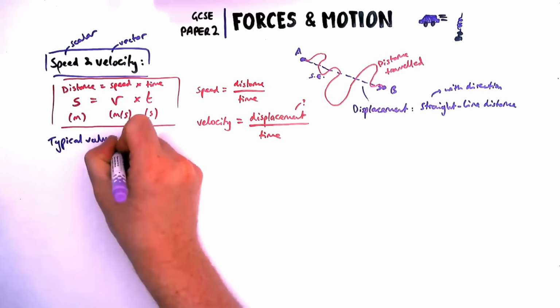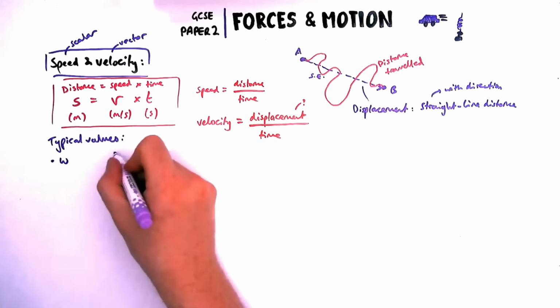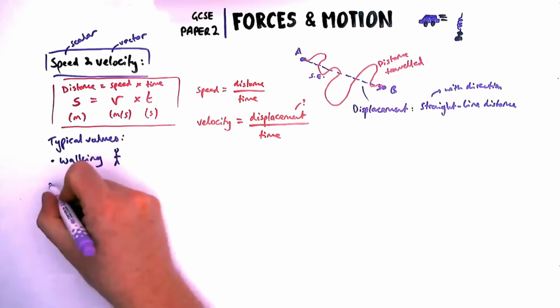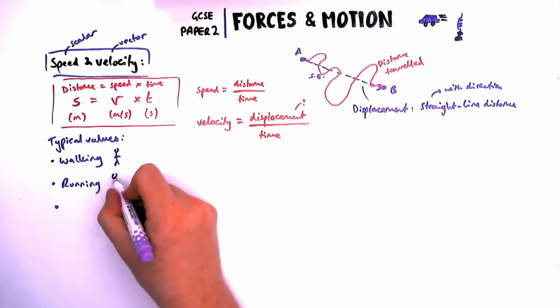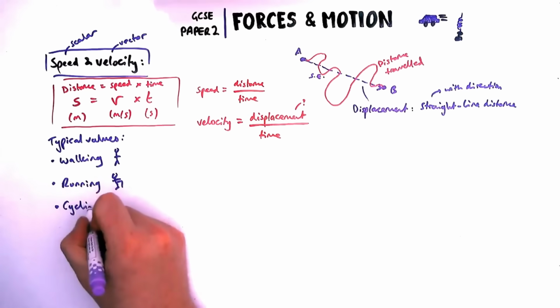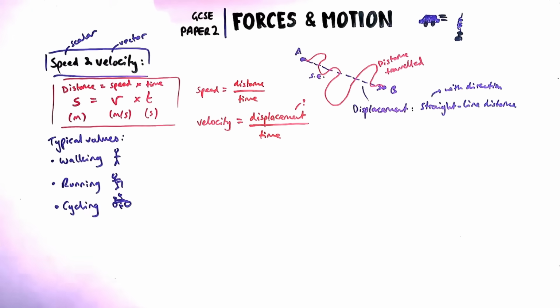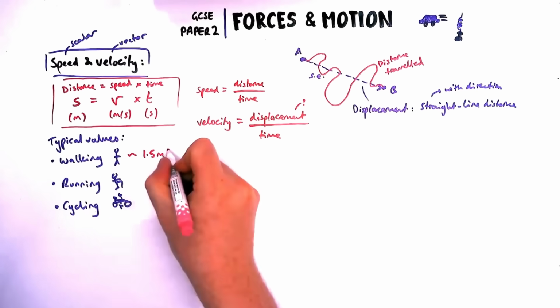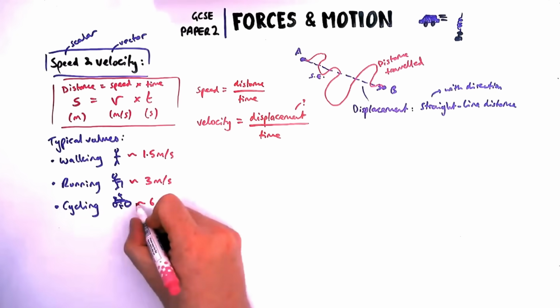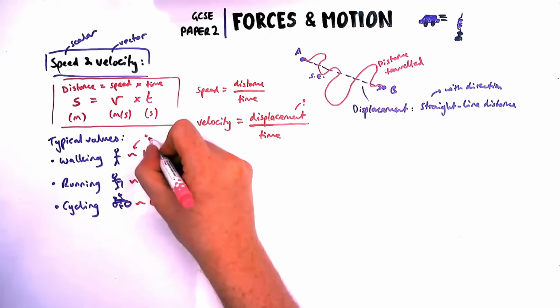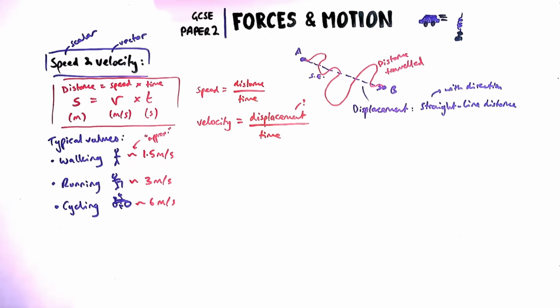Now, one part of the AQA specification, you need to know the typical values for someone walking, running, and cycling. So for walking, someone's going to be traveling at roughly 1.5 meters per second. For running, roughly 3 meters per second, and cycling would be about double that, 6 meters per second. Obviously, these numbers are all approximate, but it gives you a general idea if you calculate something, whether you're in the right range or not.